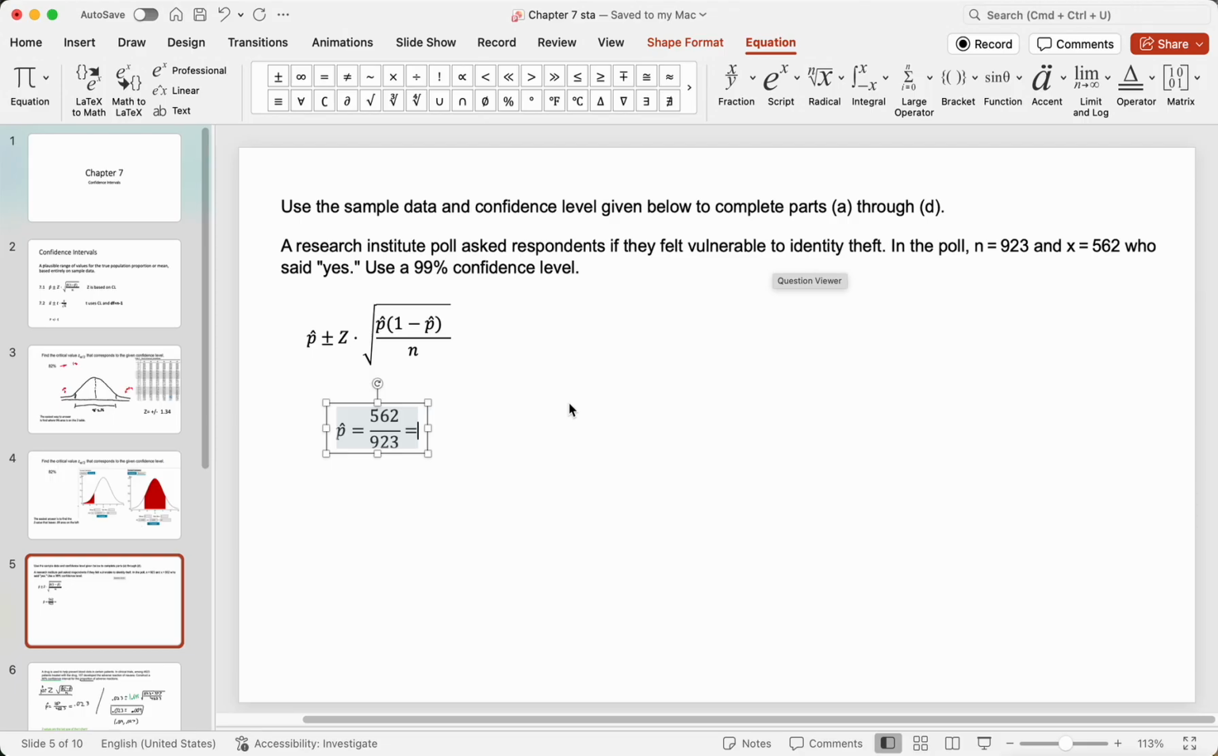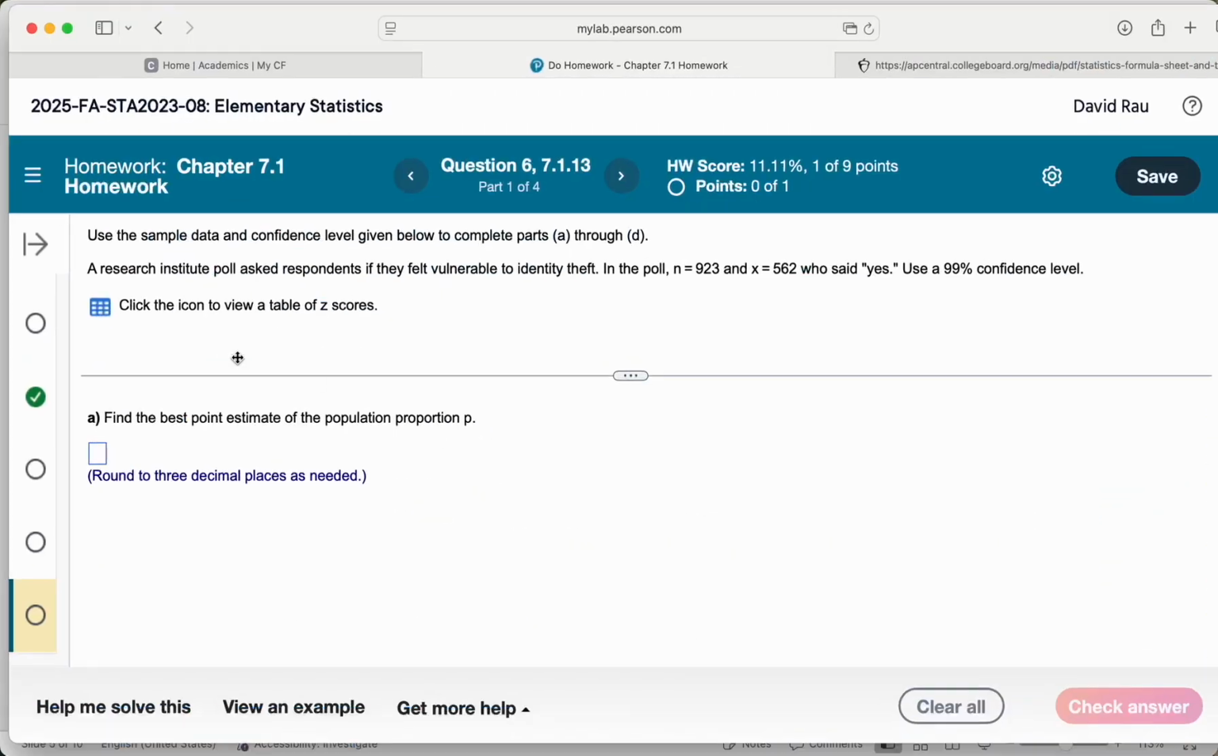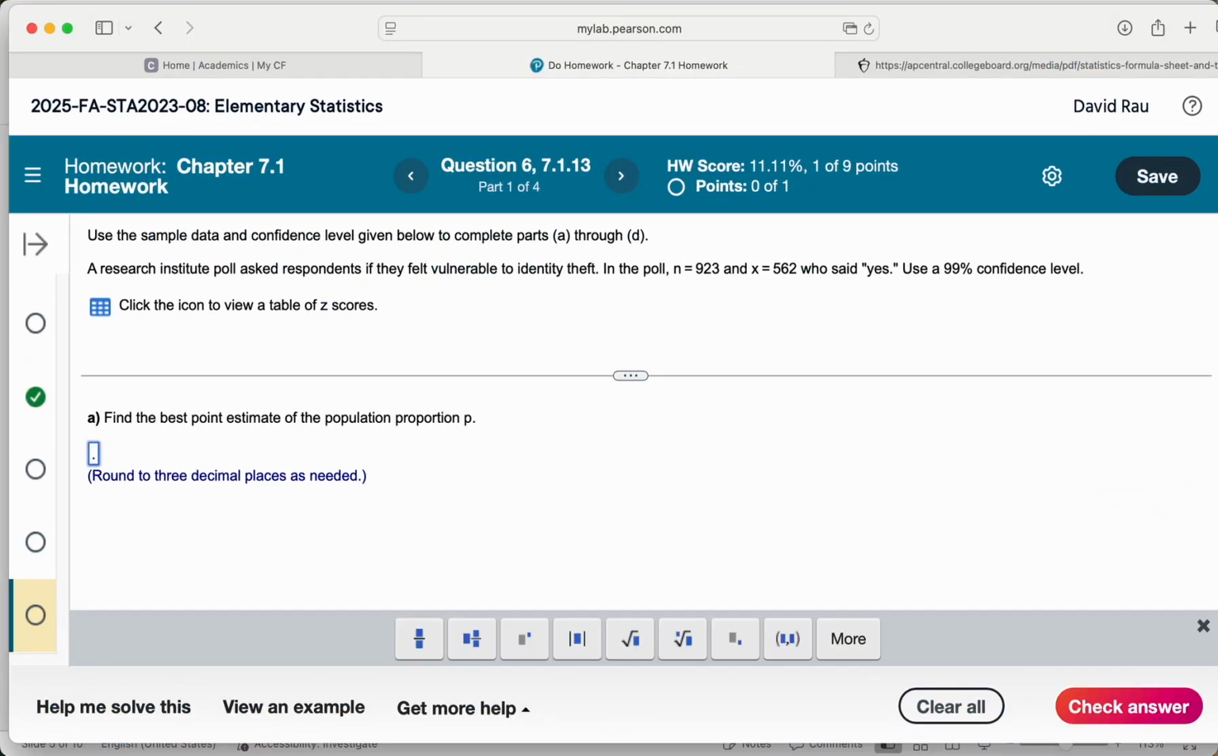Let me pull out a calculator real quick to do that. And I think I saw in the homework that they wanted this to 3 places. So 562 divided by 923, I'm getting 0.6088, which would be 0.609. All right, there's part 1, 0.609.